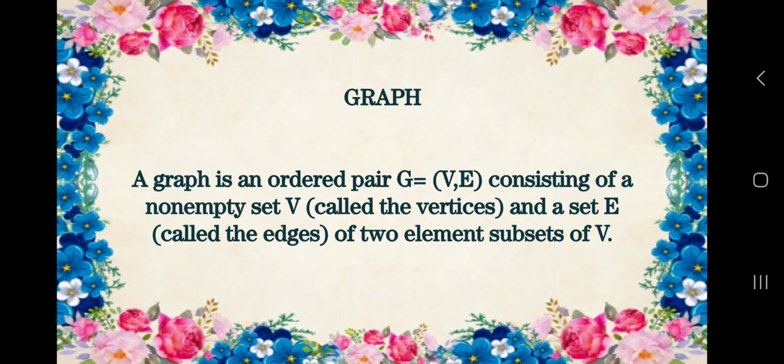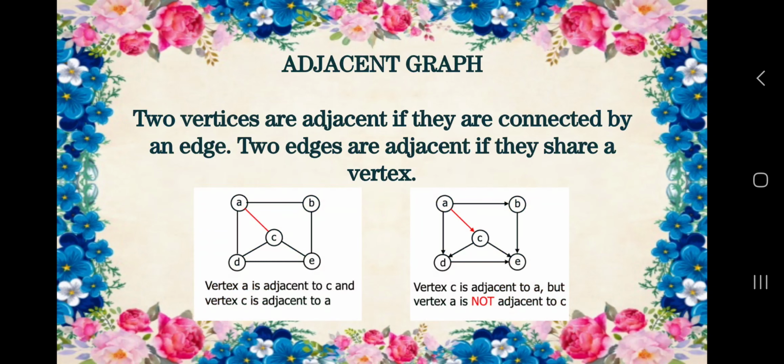Next is the definition of a graph. A graph is an ordered pair G = (V, E), and it consists of a non-empty set V, called the vertices, and a set E, called the edges, of two-element subsets of V.